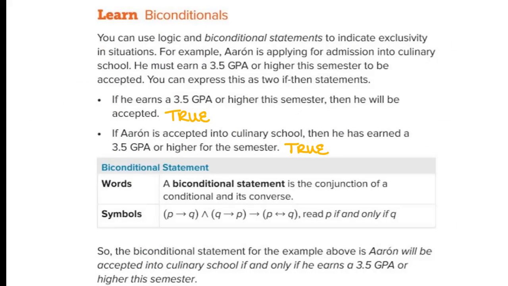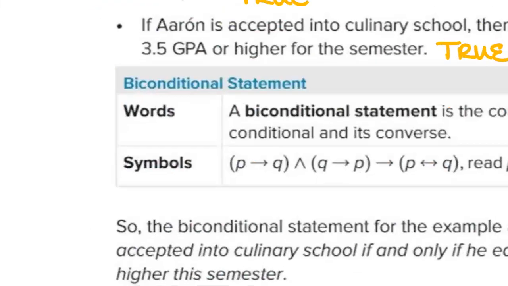Because both of them are true, we can take these two statements and put them together into a single exclusive statement, meaning that these two things always have to go together. If one is true, the other has to be true. If the second thing is true, the first thing has to be true. They have to go together.